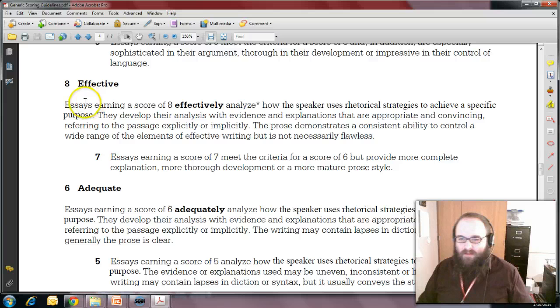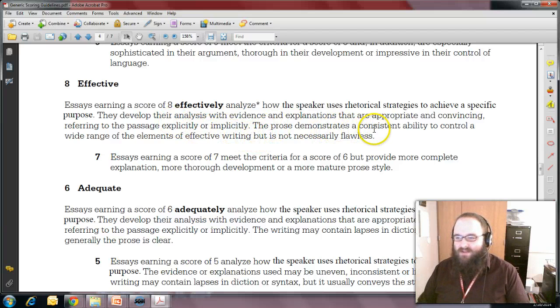Let's move one step up here to effective. We're skipping the middle scores for now because middle scores are just halfway between these things. Essays earning a score of 8 effectively analyze how the speaker uses rhetorical strategies to achieve a specific purpose. They develop their analysis with evidence and explanations that are appropriate and convincing, referring to the passage explicitly or implicitly.